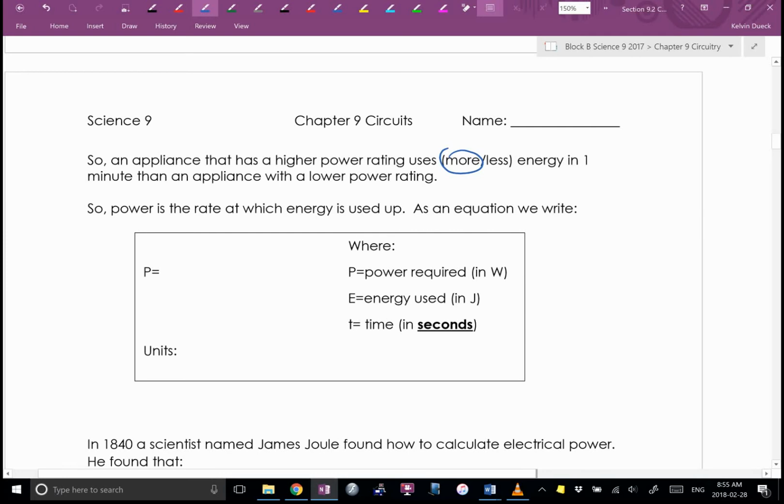So power is the rate at which energy is used up. As an equation, we write this. Power is energy divided by time. We measure energy in joules. We measure time in seconds. So the units for power is technically a joule per second, except we use this so often, we've given it a special name. Power is measured in what?